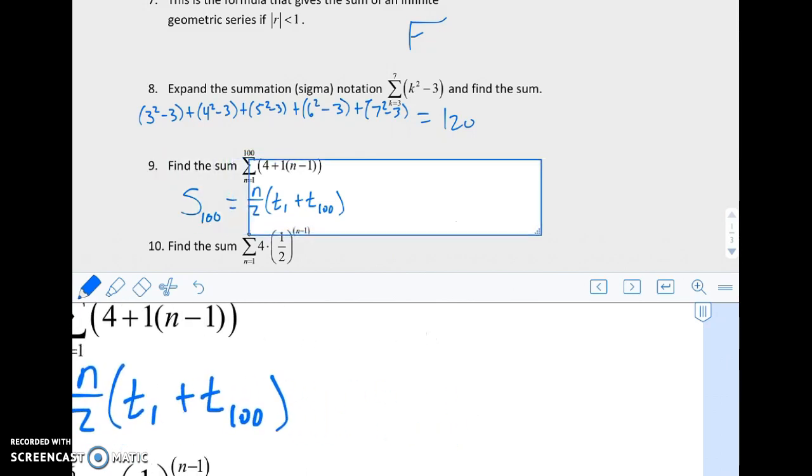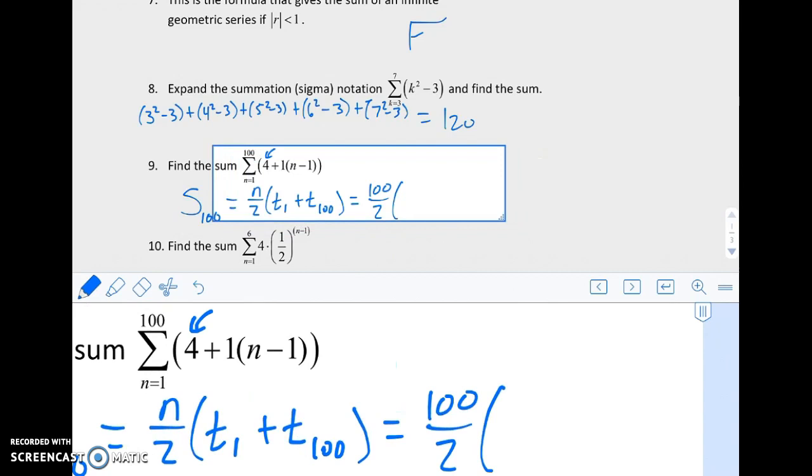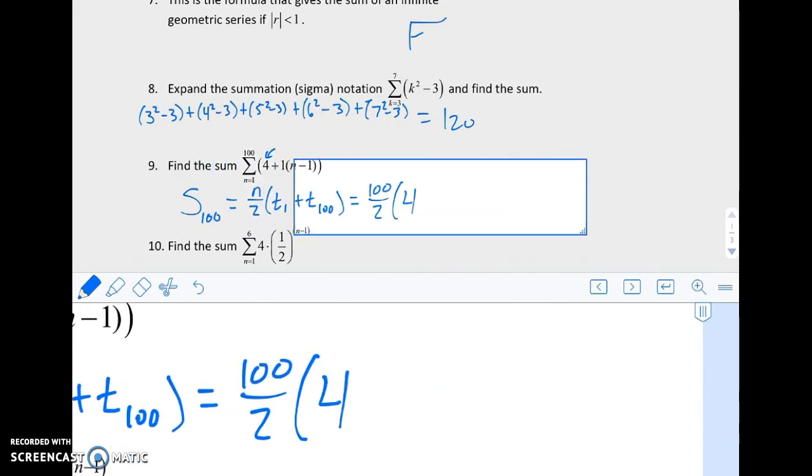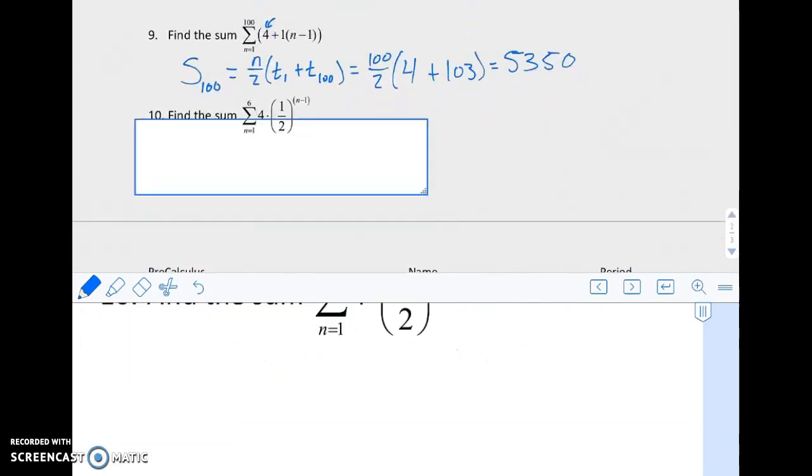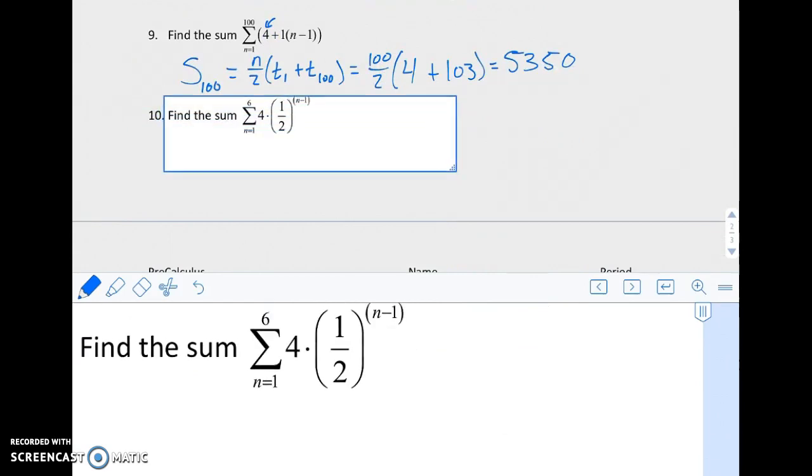Alright, so we can fill in 100 for n. There's 100 terms. So 100 over 2 times the first term, which we know is right here, is 4. We can also get the first term by plugging 1 in for n. For the last term, term 100, we plug 100 in for n, so we'll have n minus 1, 100 minus 1 is 99, and then plus 4, which is 103. Right, and we can do this calculation really fast. Should be 50 times 107, which is 5,350.